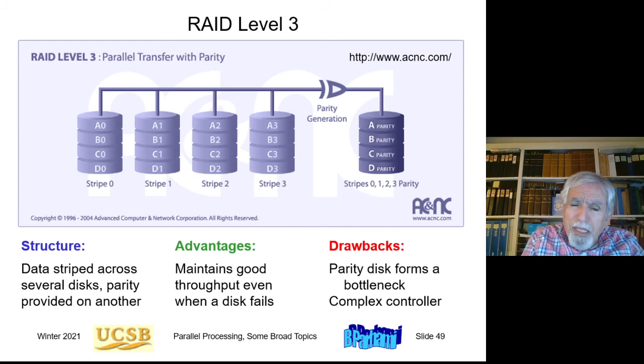RAID level 3 basically does the following. It takes pieces of data. Let's say I have a particular file with pieces A0, A1, A2, and A3. I compose a parity block from those blocks.